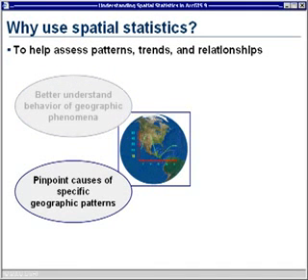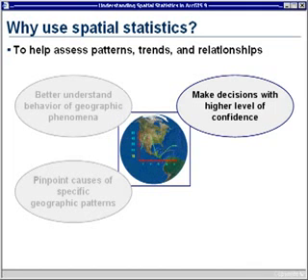Spatial stats can also help us pinpoint causes of specific geographic patterns. One of the easiest analyses we can do is to map different phenomena, then overlay the maps to see if we notice correlations. For example, we might find that a certain disease is only found in villages near rivers and streams. Perhaps our disease is being spread by a river parasite.